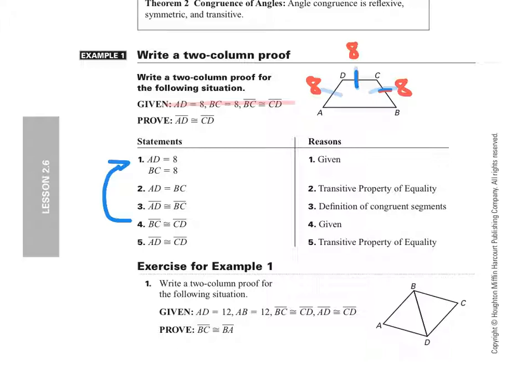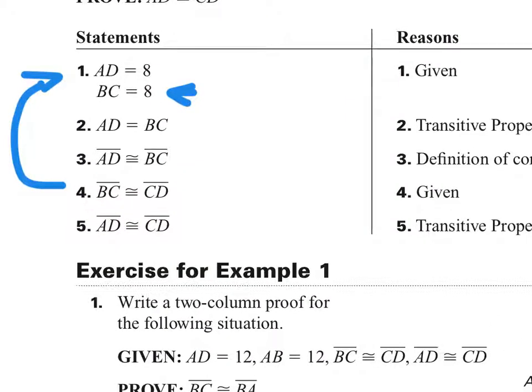So for this one, from step 1 to step 2, they ended up flipping around the BC equals 8 here, and they did AD equals 8, and then if you flip this around and put 8 equals BC, that's how they got from step 1 to 2 by using transitive, because these guys canceled out. And then they said AD equals BC.